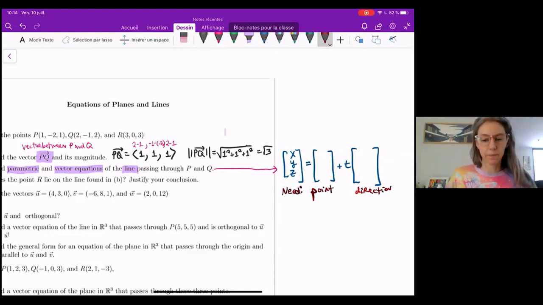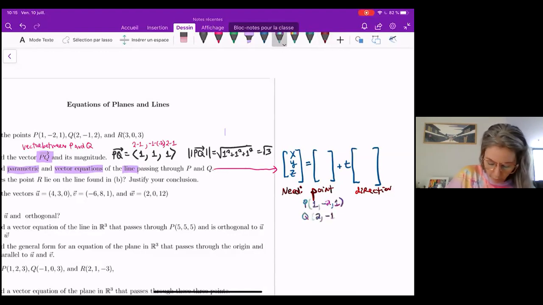Do I have points here? What are the points that I'm given here? So I want my line to pass through P and Q. So it turns out R actually has nothing to do with this problem yet. So P and Q are my points. For the point, I can use either of them. I just need 1 point, I have 2, so I can put P, 1, negative 2, 1 here, or Q, 2, negative 1, 2. Okay, so I have my points.